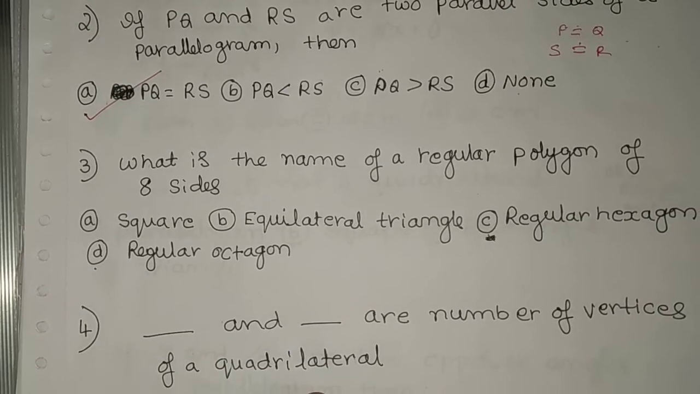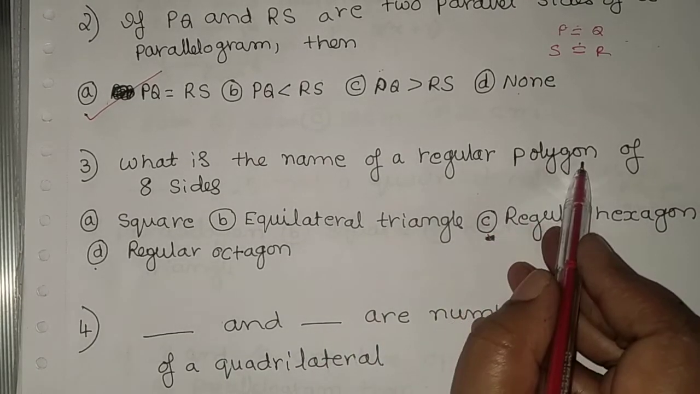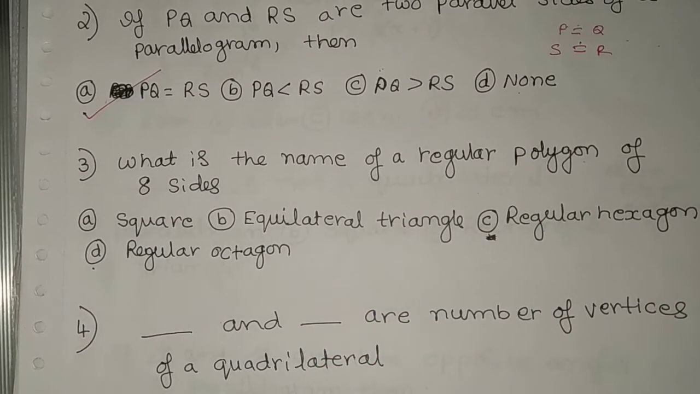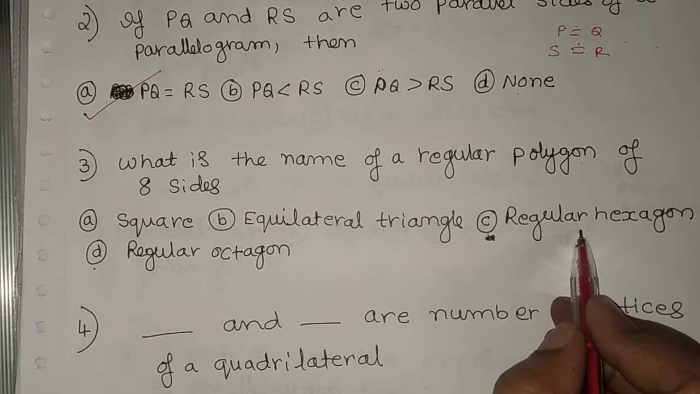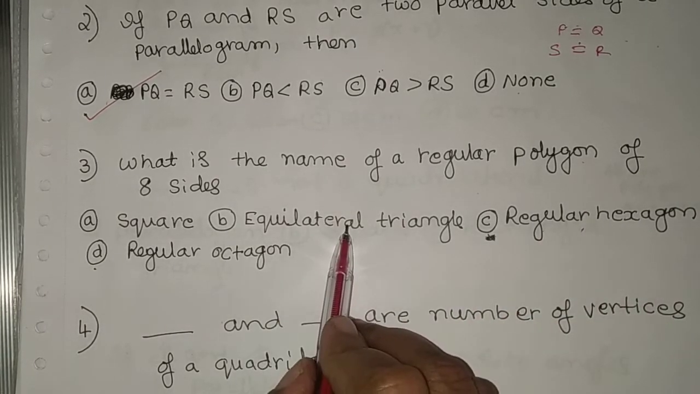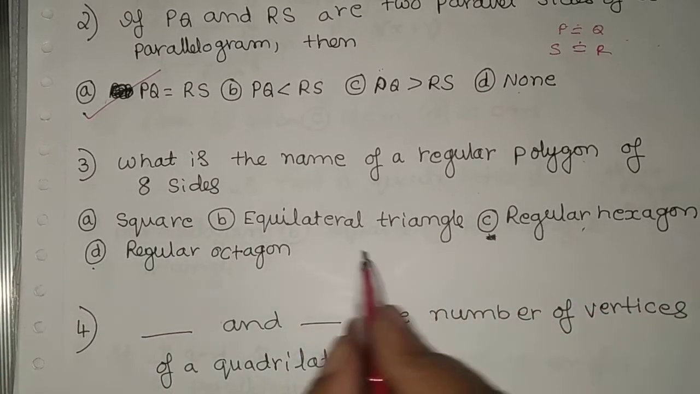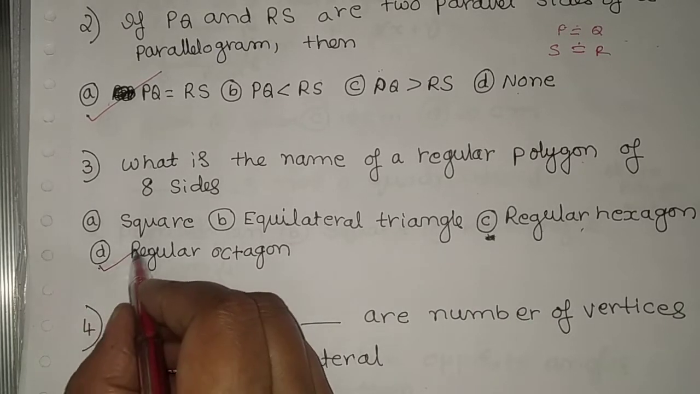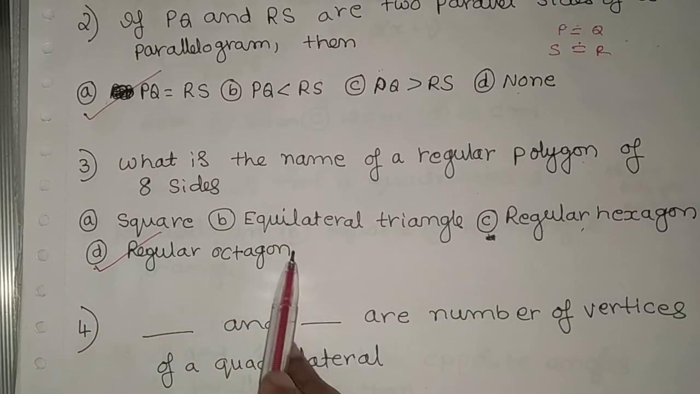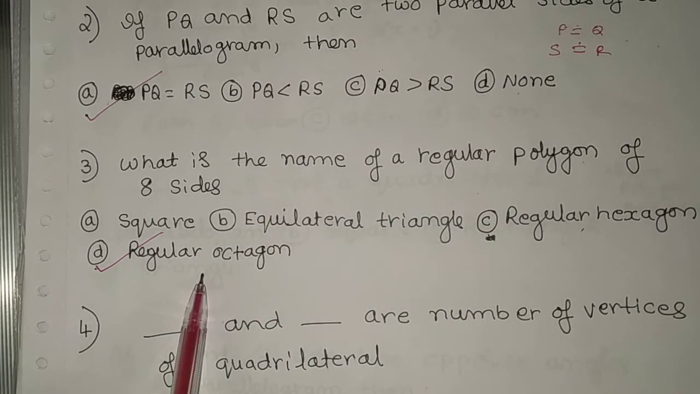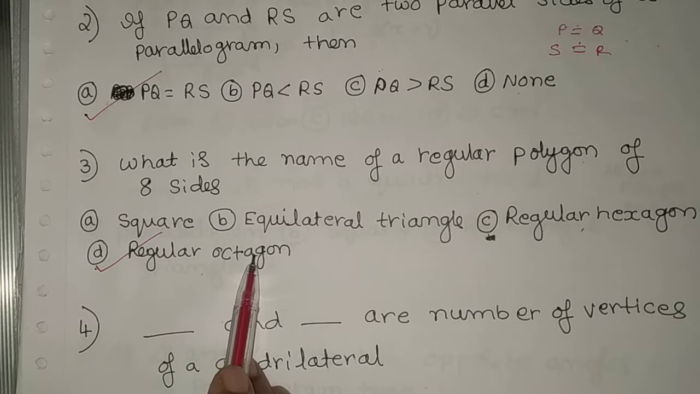So next is, what is the name of the regular polygon of 8 sides? So what is the regular polygon of 8 sides? A regular polygon with 6 sides is a hexagon, and this one is an equilateral triangle with 3 sides. This is a 4 side. So what is the answer here? So the regular polygon of 8 sides is called an octagon.